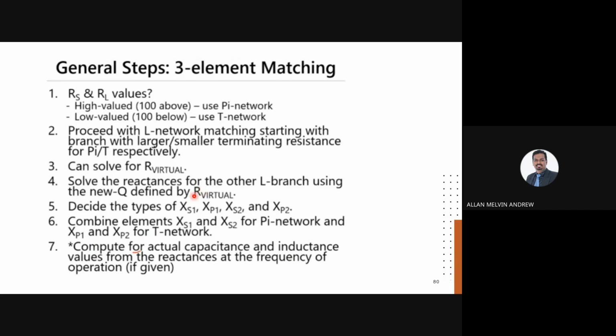Initially you will be given the load quality, or you need to calculate the load quality. Based on that, you determine the R virtual. Then using the R virtual, you find the new Q for the source. Based on that, you can determine the values of all the missing variables. Then you combine the elements x1 and x2 for the pi network and xp1 and xp2 for the T network, and you compute the actual capacitance and inductance values for the reactances at the frequency of operation.